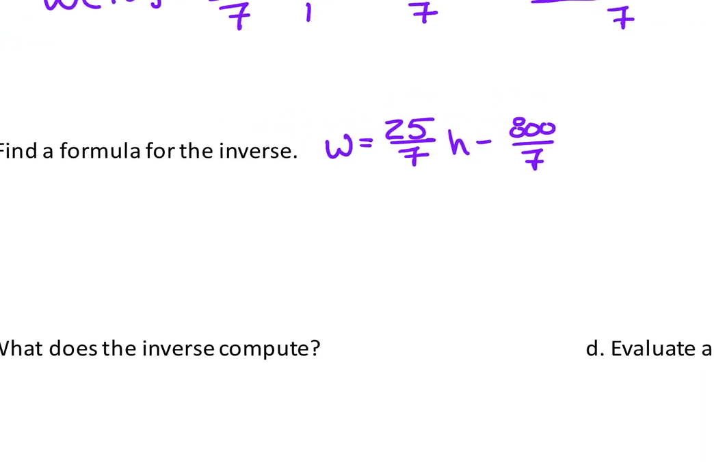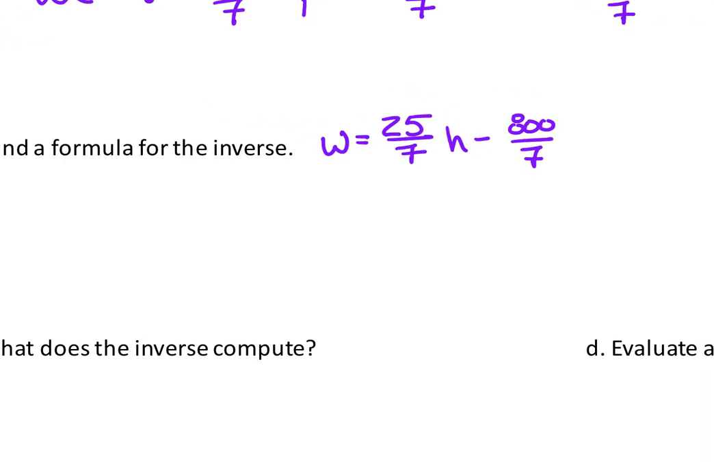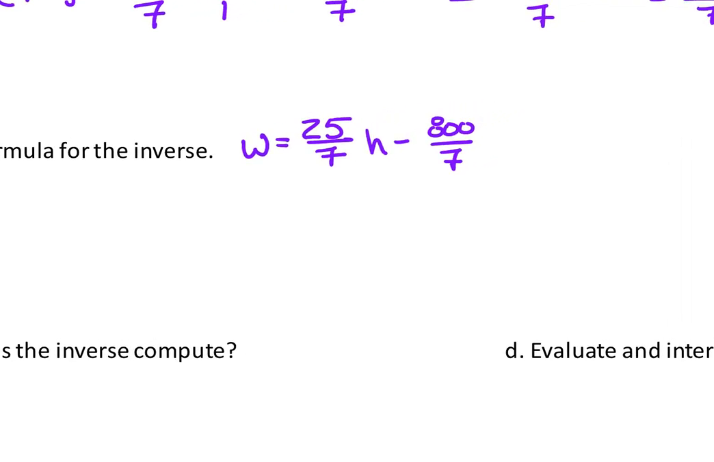All right, we want to find the inverse function. So we want to solve for H. The first thing that I'm going to do is go ahead and multiply both sides by 7. And what this does is it gets rid of my denominators. Leaves me with 7W equals 25h minus 800. We can add 800 to both sides.